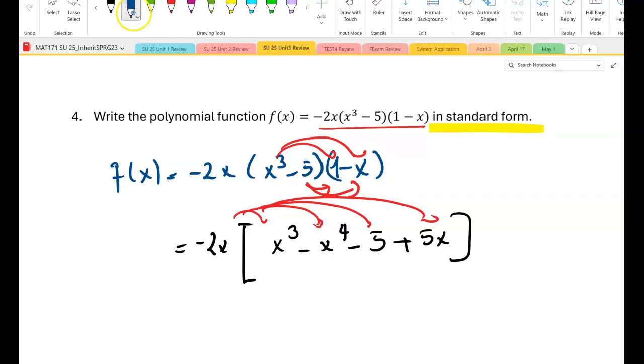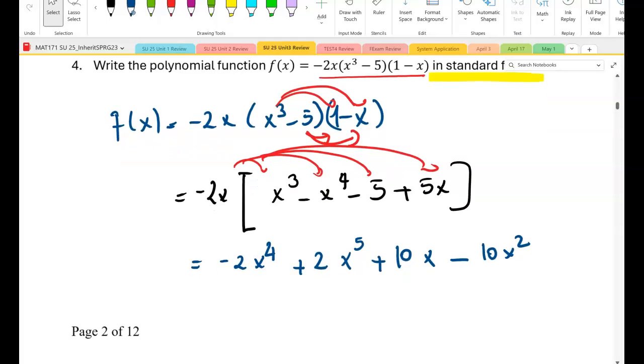Now I need to distribute negative 2x. I'm going a little fast here for the time. So negative 2x, x cubed, that will be negative x to the 4th. That will be plus 2x to the 5th. That will be plus 10x. And that will be negative 10x squared. Just check if you can combine like terms. Any terms alike? No.